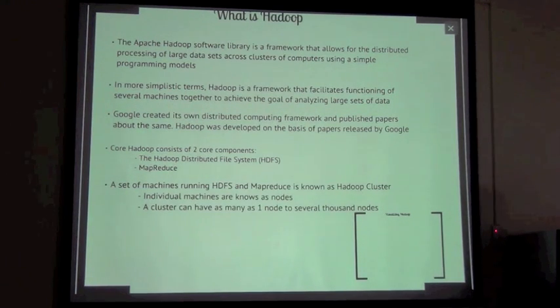A set of machines running HDFS and MapReduce is known as a Hadoop cluster. I'm sure everybody would have heard people talking about a Hadoop cluster. A Hadoop cluster means a set of machines that run HDFS and MapReduce, storage and processing. An individual machine is called a node, and a cluster can have anywhere between 1 node to 1,000 nodes. It can be anything. The biggest cluster that people typically run is at Cloudera, which is a 4,000 node cluster. So 4,000 machines are working together to provide you storage and processing.